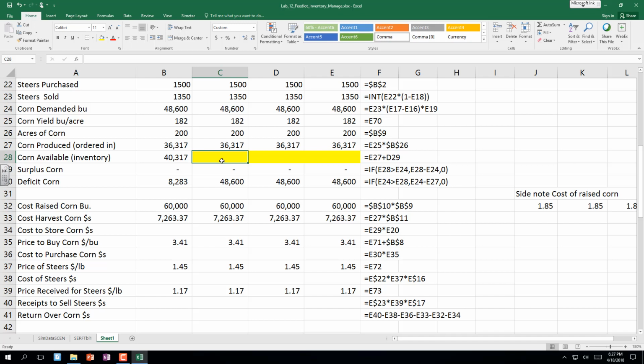Now, corn available. How much real corn do we have available this year? We have what was produced, plus any surplus the year before. Okay, let's add those two together. So it's equal to what was produced plus anything that we had surplus the year before. And that one we can drag across. And so it looks like that. So I'm managing my inventory a little bit. I'm just keeping track of it right now.